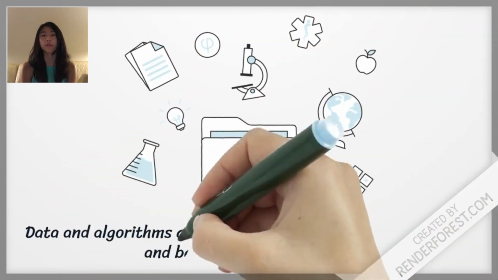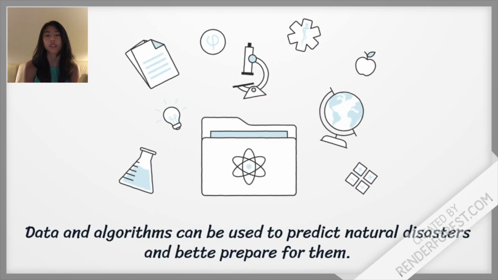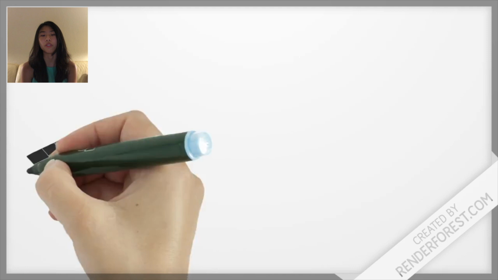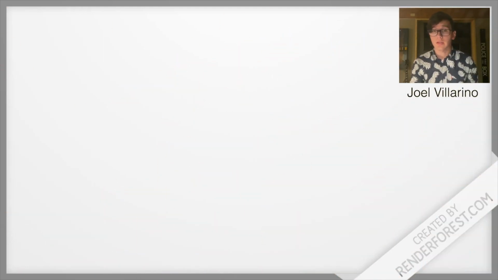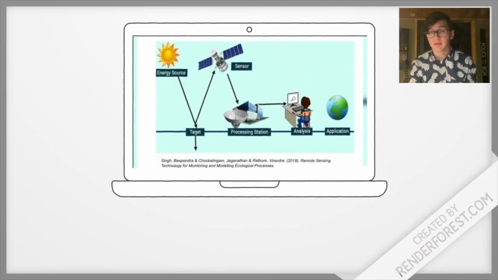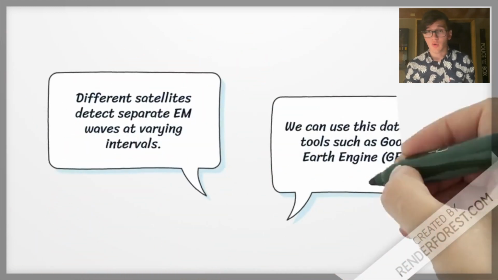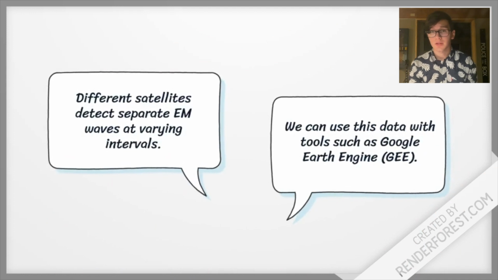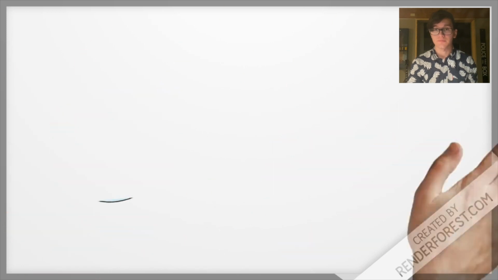Different data and algorithms can be used to more effectively predict natural disasters, identify steps we can take to reduce the impact of them, and assist response teams like Red Cross or FEMA. So what is remote sensing? Well, remote sensing is the process of using spacecraft and satellites with specialized sensors in order to collect data about the Earth. Different satellite sensors collect data from different EM waves or collect data at different time intervals. And what are its uses? Well, we can access this data through tools such as Google Earth Engine in order to make models so we can accurately predict the future.